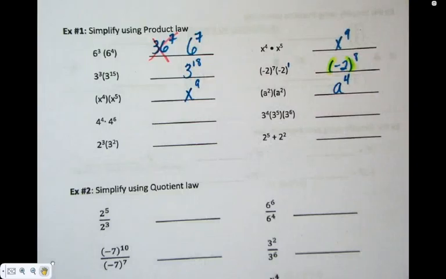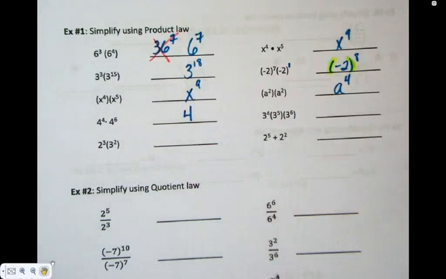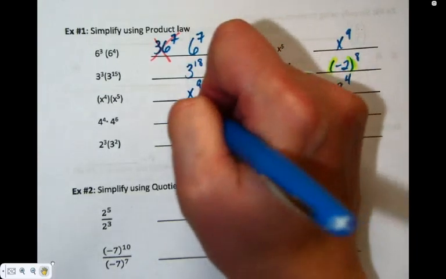4 to the 4 times 4 to the 6. Write down the answer. Your brain's going to want to put a 16 down because your brain's going to see 4 times 4. You need to pull your brain back and say, no, we keep the base, so this is going to stay a 4. What do I do with those exponents? Add them, which gives me 4 to the 10.